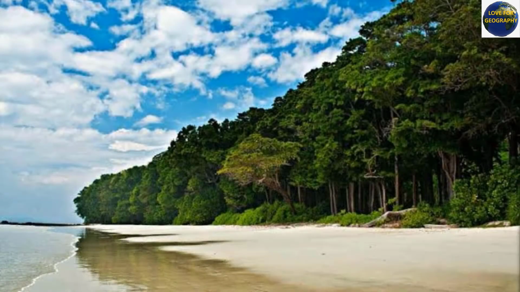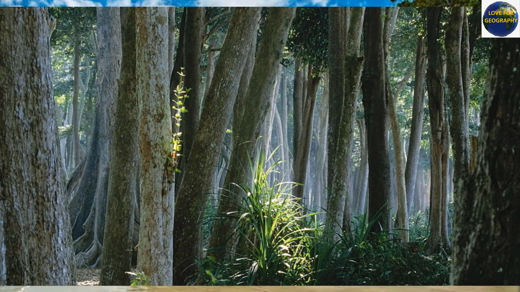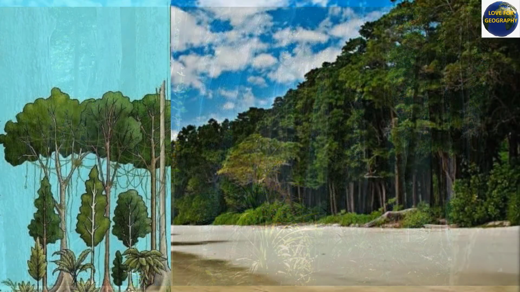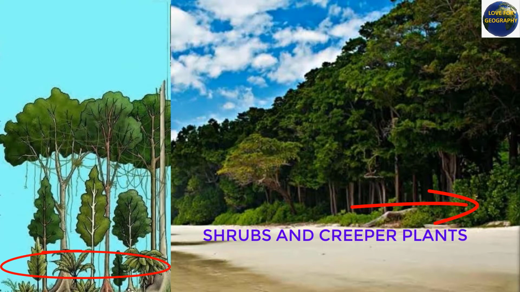And remember one thing, a high amount of rainfall promotes vegetation growth. So the trees in the tropical forest are dense, tall and green. Now let's observe the forest structure of the tropical evergreen forest. If you see the ground level, you will find shrubs and creeper plants.